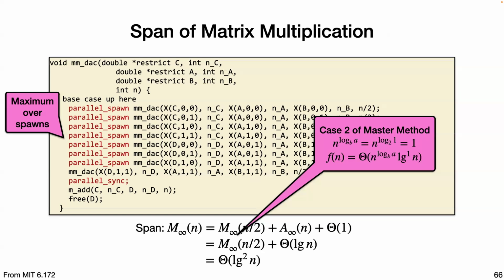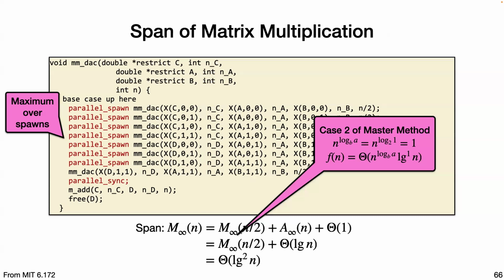And so we just said that the span of matrix addition is theta log n. So again, we can apply the master theorem. A is 1, because there's just one of these here. B is 2, and f of n is log n. And so n to the log base b of a is n to the log base 2 of 1. That's just 1, because the upper thing is 0.